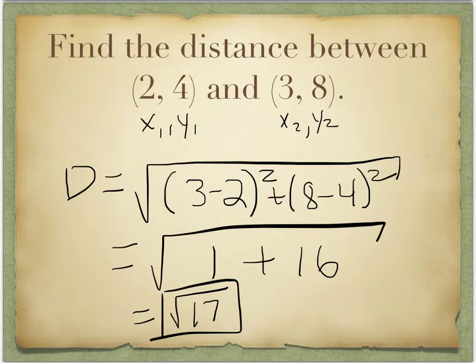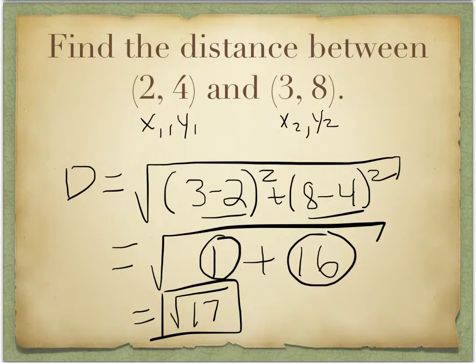Now if we had switched the numbers around and had done 2 minus 3 instead of 3 minus 2, we would get negative 1. And when you square negative 1, you get positive 1, which doesn't change this number here. Same thing with 8 minus 4. If I switch those two numbers around and do 4 minus 8, then I get negative 4. And negative 4 squared is still 16. So you should notice the order of the x's and the y's really doesn't matter when we use the distance formula.